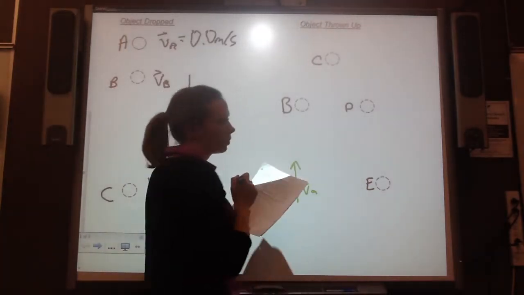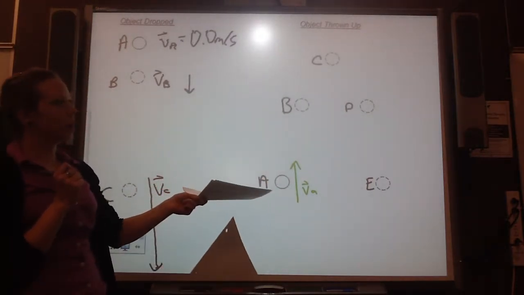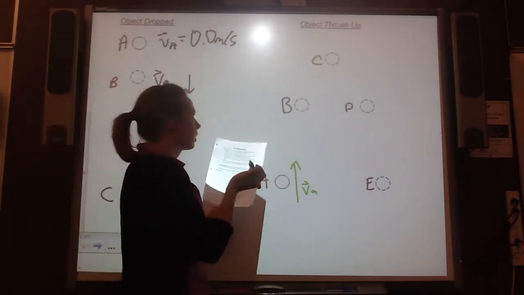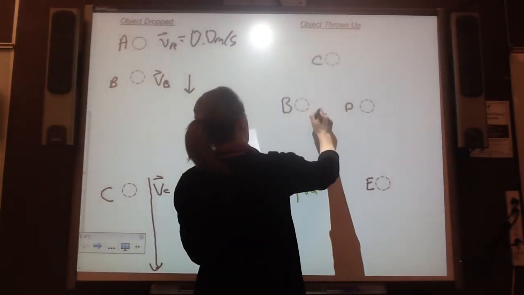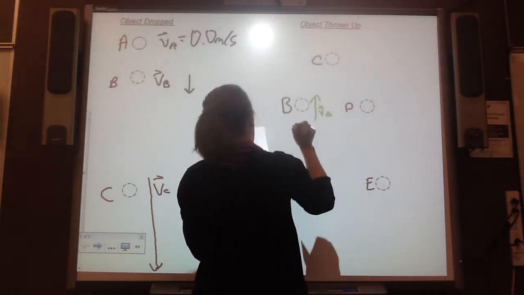When it goes up, is it a positive number? Yeah, for when we're doing objects thrown. Okay, and then when it goes down, it's fine. So with B, again, our VB goes up.